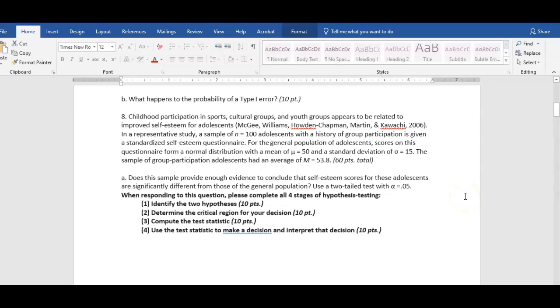We're dealing with a population mean of 50, comparing it to the sample mean of 53.8, and the standard deviation in the population is 15. Now we want to test the hypothesis that our sample is significantly different from the population, and the problem is telling us that we want to do a two-tailed test with alpha set at 0.05, or a 5% risk that we make a type 1 error. So it's asking us to identify the two hypotheses, determine the critical region, compute the test statistic, and use that test statistic to make a decision. How do we do that?